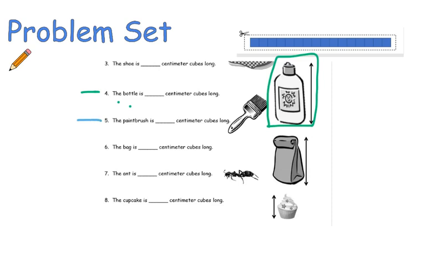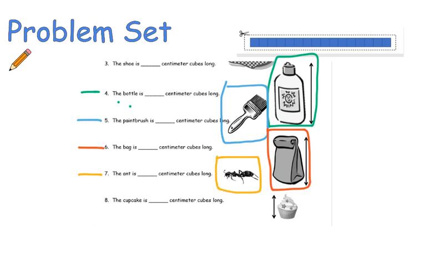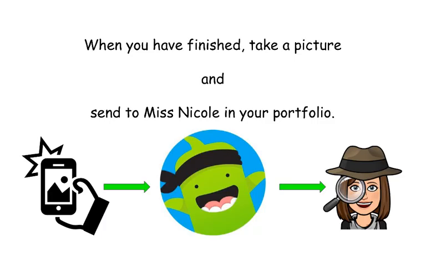Number 5 is the paintbrush. Measure the paintbrush and pause your video. Number 6 is the bag. Number 7 is the ant. And number 8 is the cupcake. All right, make sure you pause it so you can measure all of these objects.